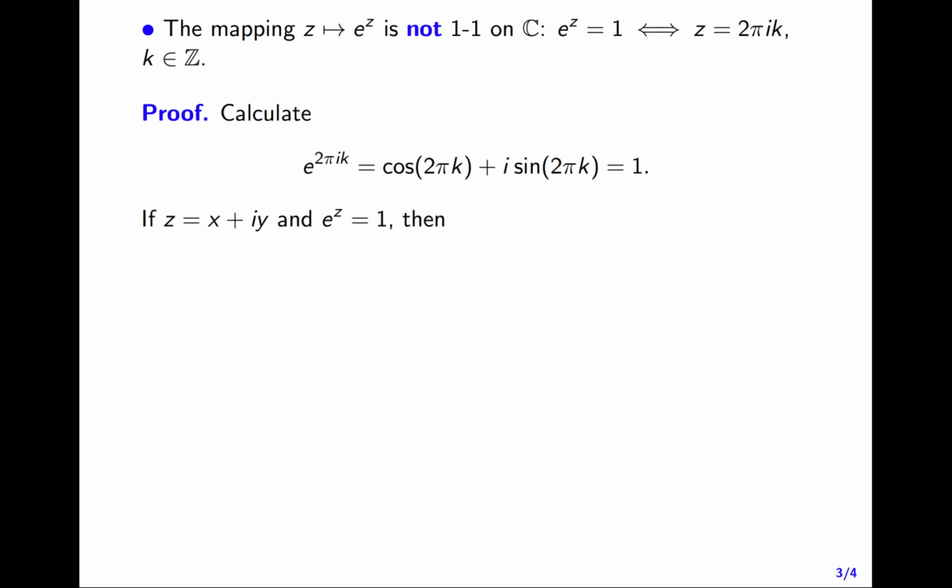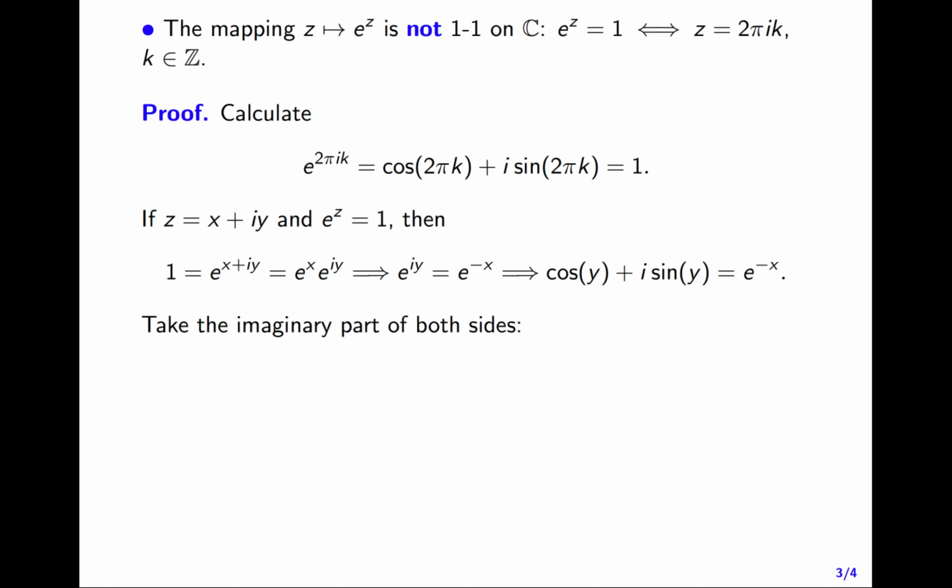Say we have z = x + iy and e^z = 1. Then we get 1 = e^(x+iy), which is e^x times e^(iy). And we solve for e^(iy) = e^(-x). And then use Euler's formula to write that as cos(y) + i sin(y) = e^(-x). And remember, our goal is to show that we must have x = 0 and y = 2πk.